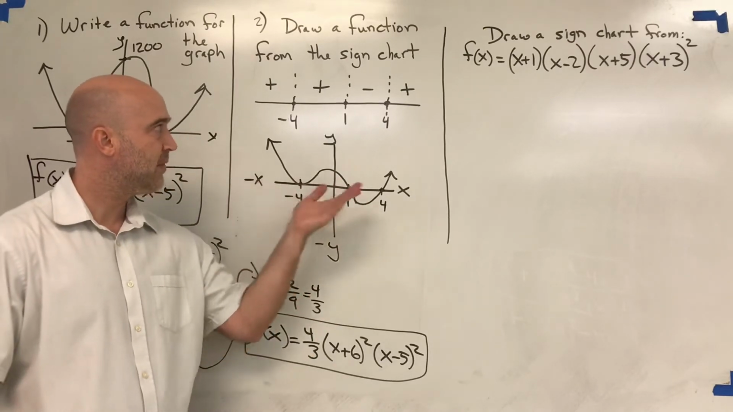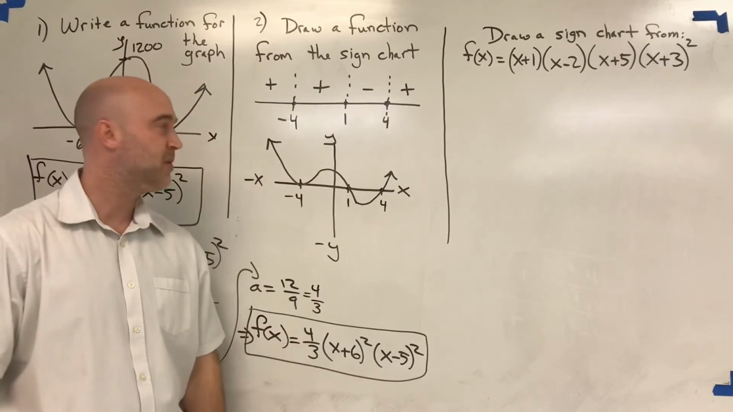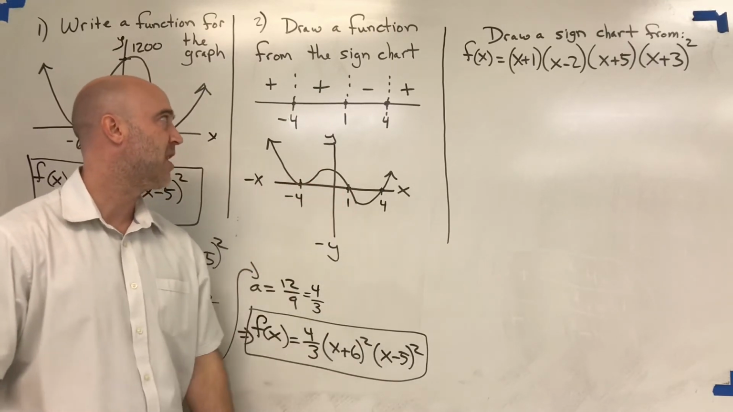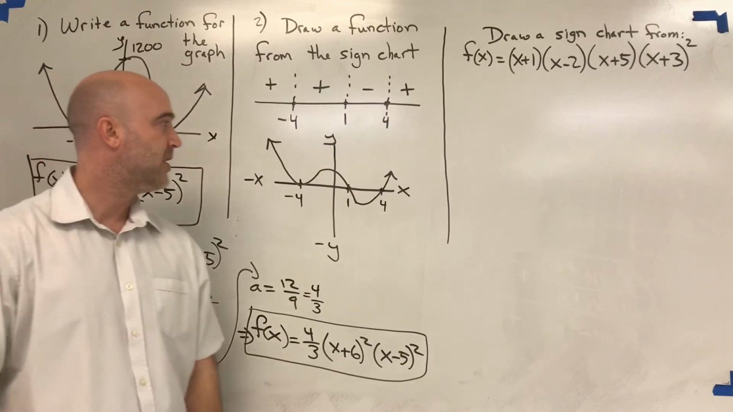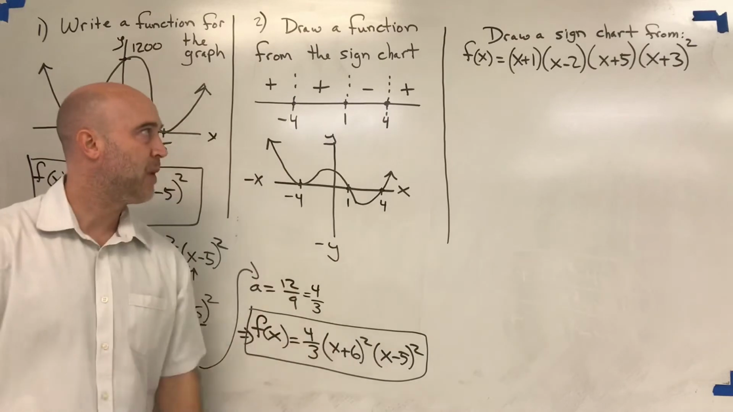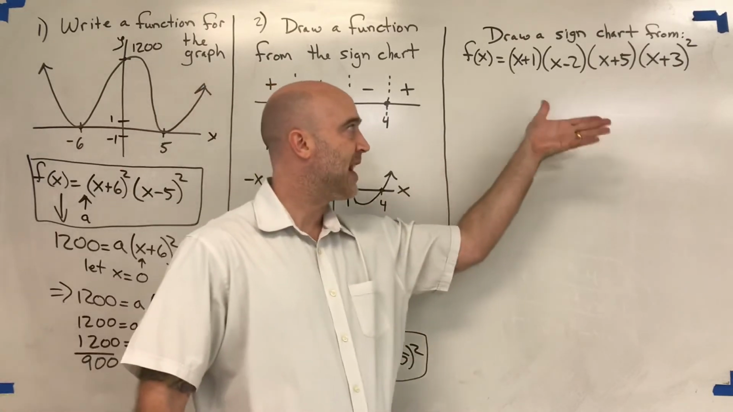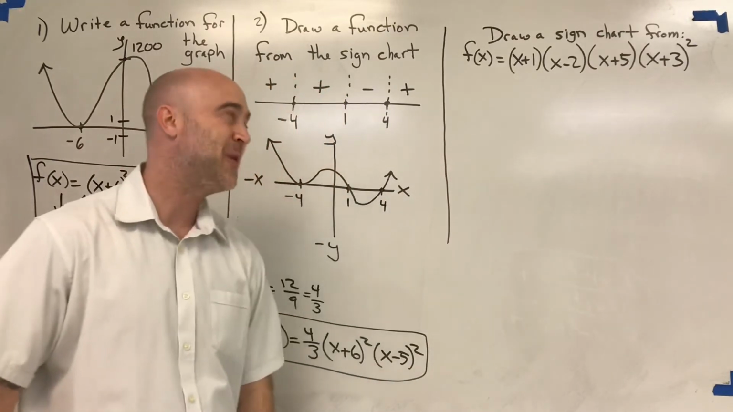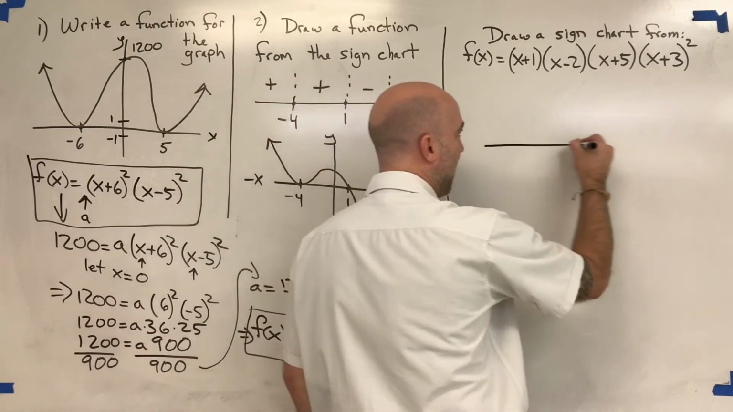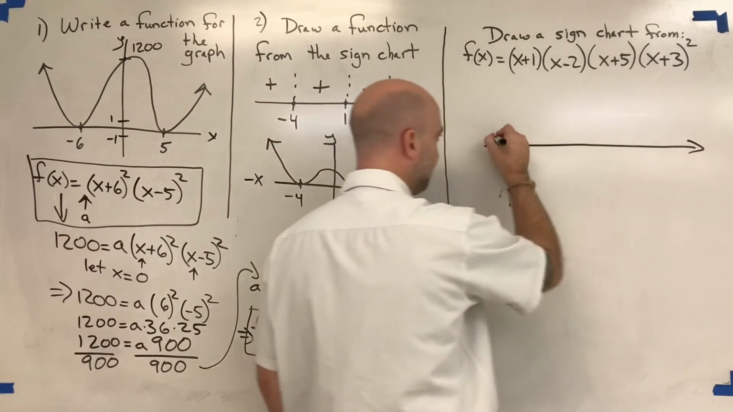I wonder, what kind of parent function would this be? I got 1 bump, 2 bumps, 3 bumps. Oh, that looks like a 4th degree. All right. And that kind of completes that for what we want. This one says, draw a sign chart from the function. Okay, so let's go ahead and I'll get started with my sign chart.